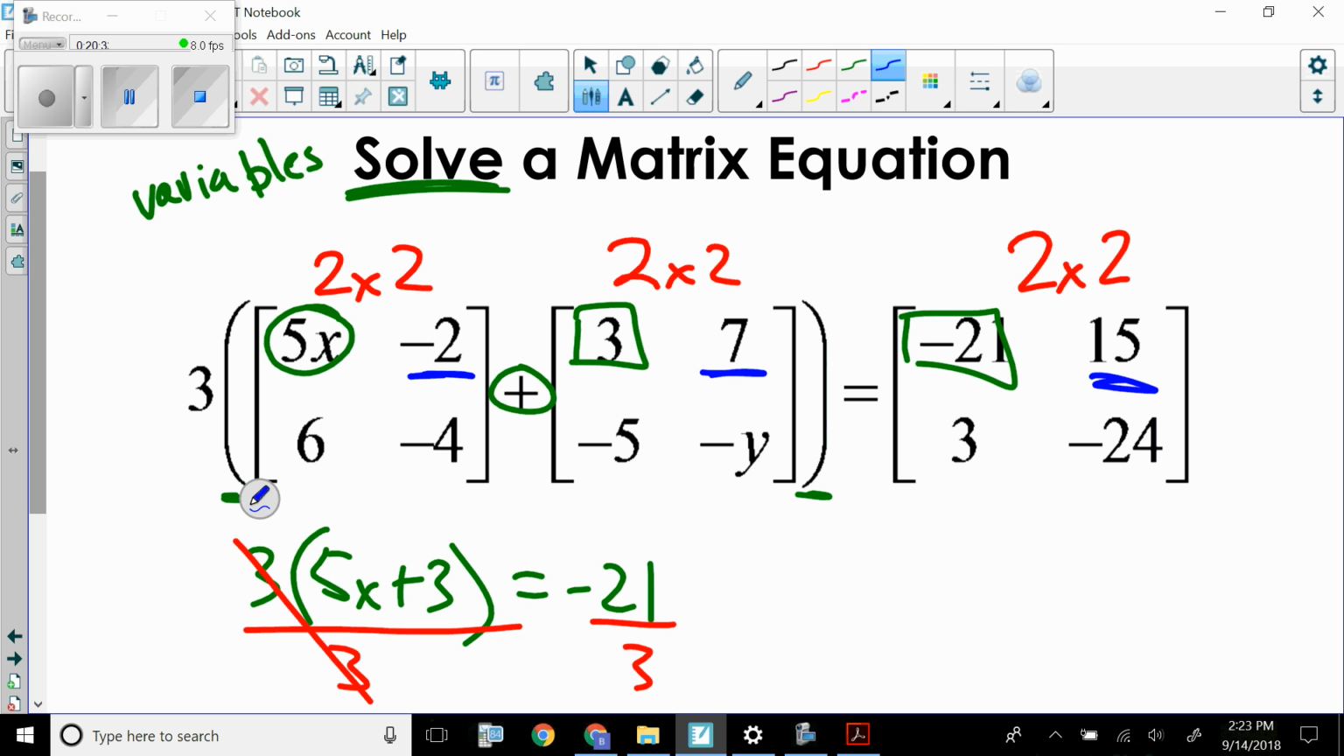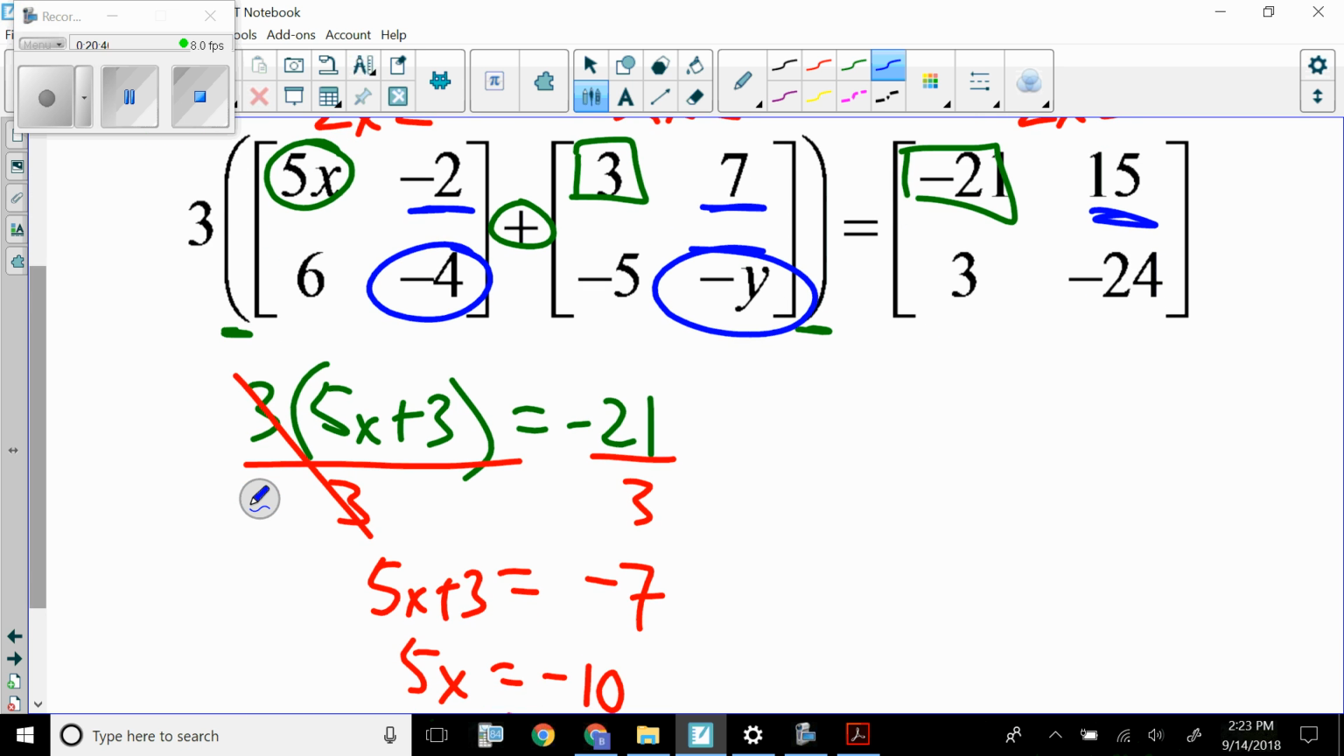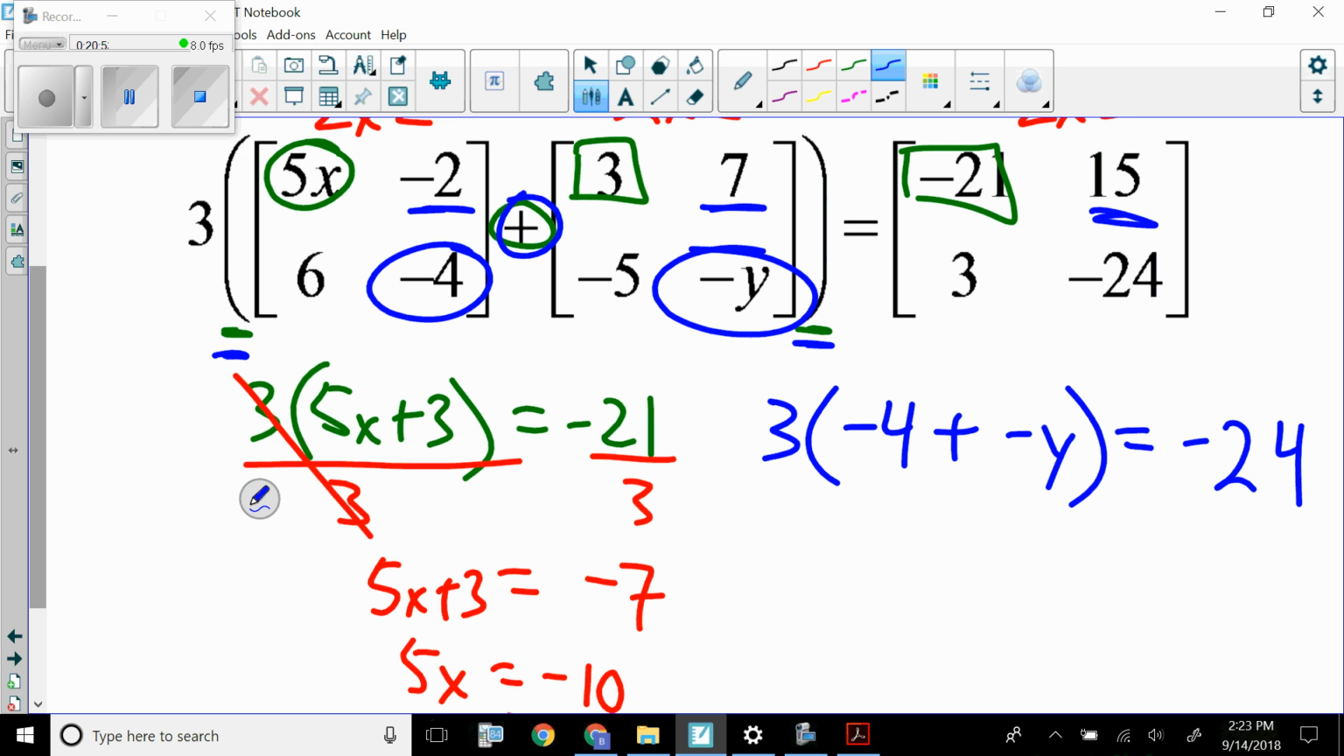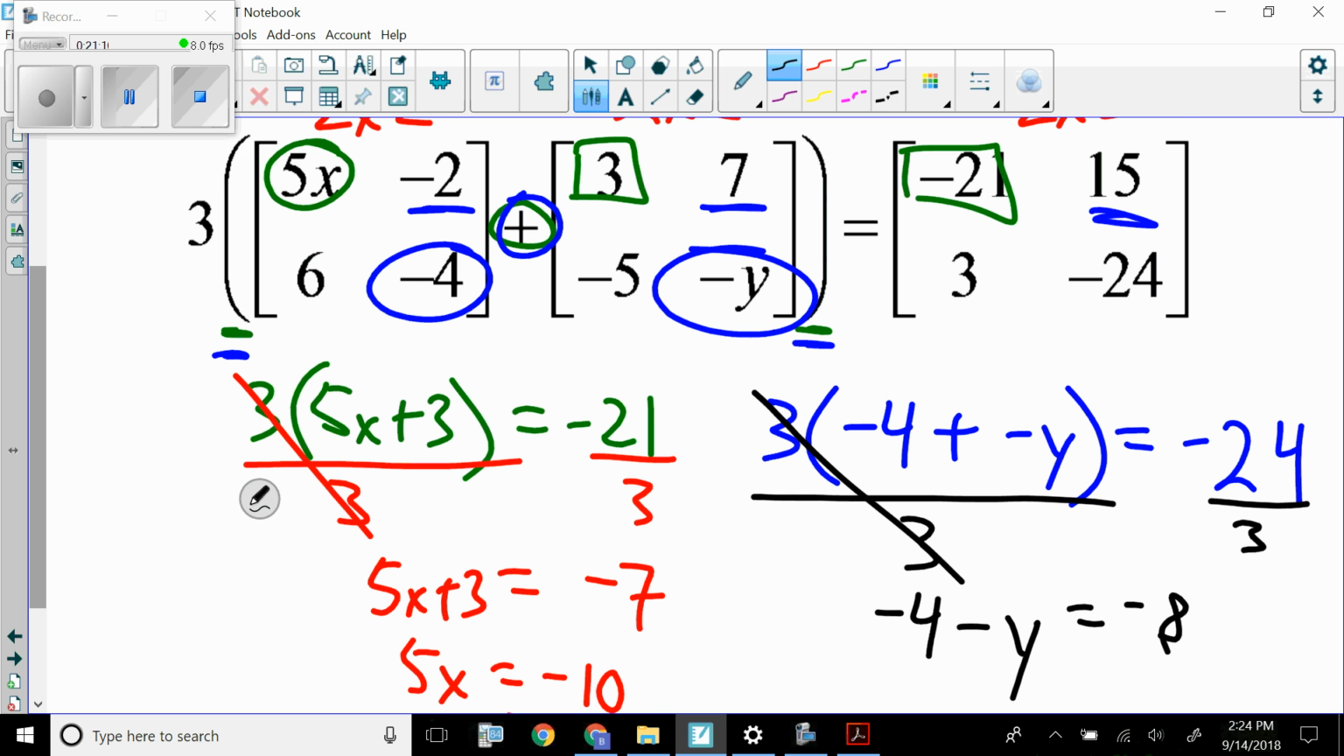I got this negative 4, negative y. Okay, well, let's see. That would be negative 4 plus my negative y, and then I'm supposed to multiply that, because again, these parentheses are here, by that 3, and that should equal negative 24. This appears to be the same type of problem. Now I just need to solve. I divided by 3 last time, maybe I'll do that here. Those will cancel. I'll have negative 4 minus y equals negative 8.